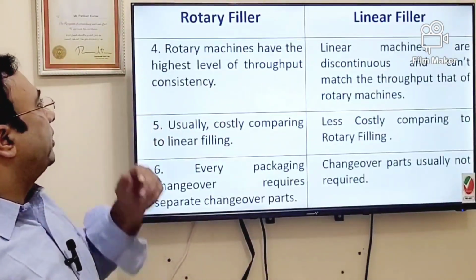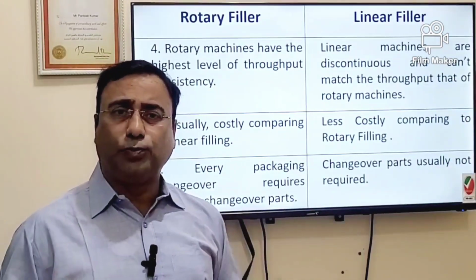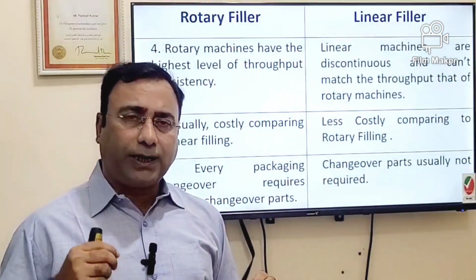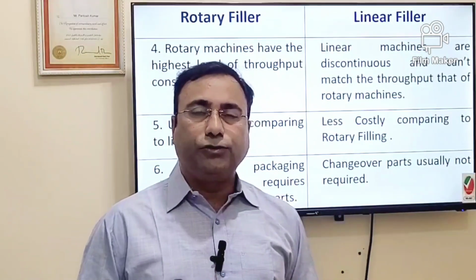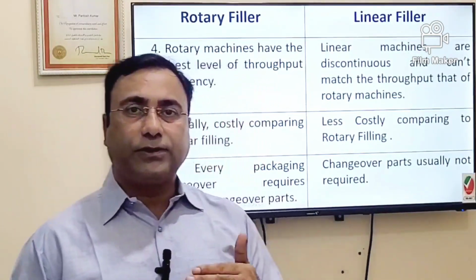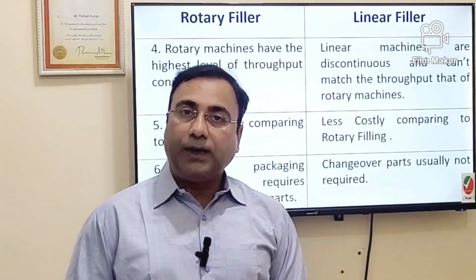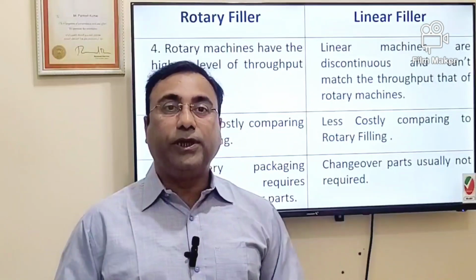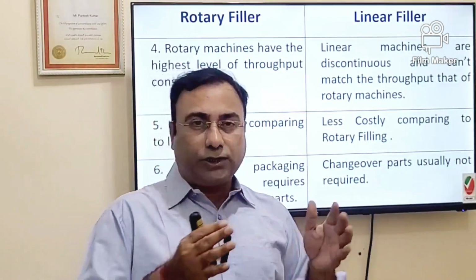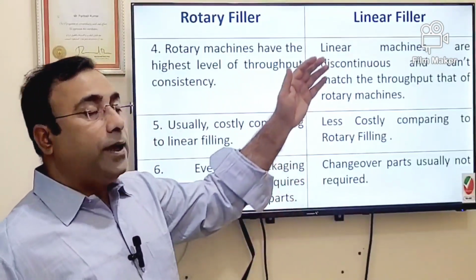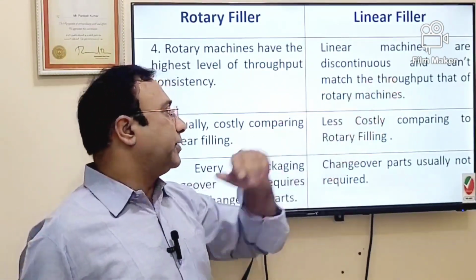Then the fourth difference is that the rotary machine has consistent throughput. If you are running a rotary, as you may have seen, the production per hour is usually consistent. There is no difference hour by hour. But in the linear filler, because of the conveyors, many times a conveyor stops. Due to the stoppage of the conveyor, there may be a production per hour difference.